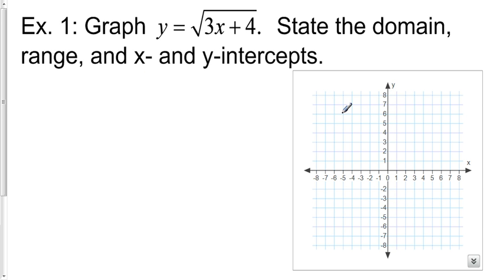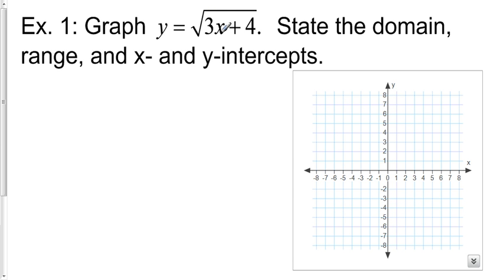All right, so here's the first graph. Y equals the square root of 3x plus 4. State the domain, range, and the x and y intercepts. So to begin with, one thing to remember about these square root functions, or square root equations, I should say, is that we want only the real values. We want only real numbers. And we know that if we take the square root of a negative number, we're going to get imaginary solutions. Well, on our graph here, we only want real values.